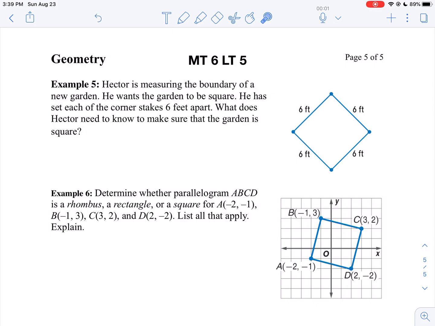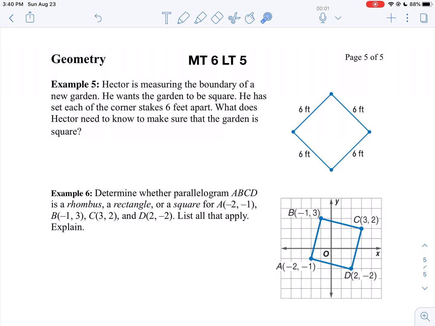What does he need to know to measure the garden is a square? Or what does he need to measure to make sure it's a square? Well, we know it's a rhombus because it has all 4 sides equal. So how could he figure it's a rectangle?